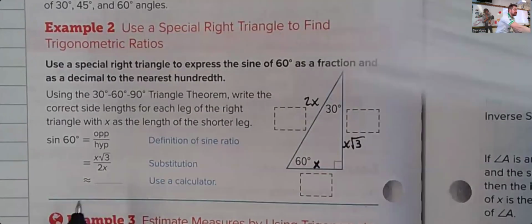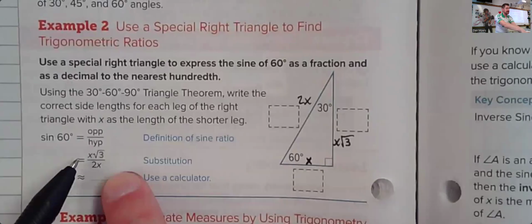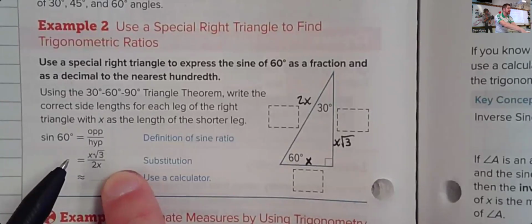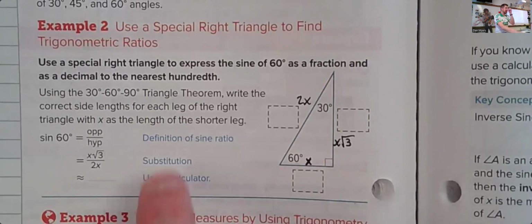Now, x root 3 divided by 2x, these both have an x being multiplied on the numerator and denominator, right? If you have the same thing, whether it's a number or a variable, being multiplied on both the numerator and denominator, what can you do with that?